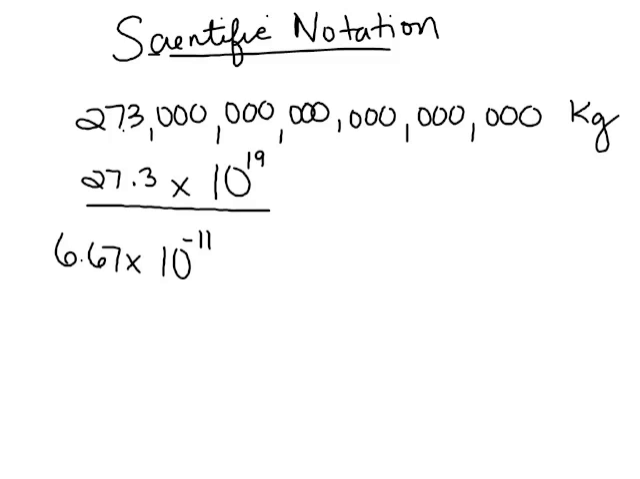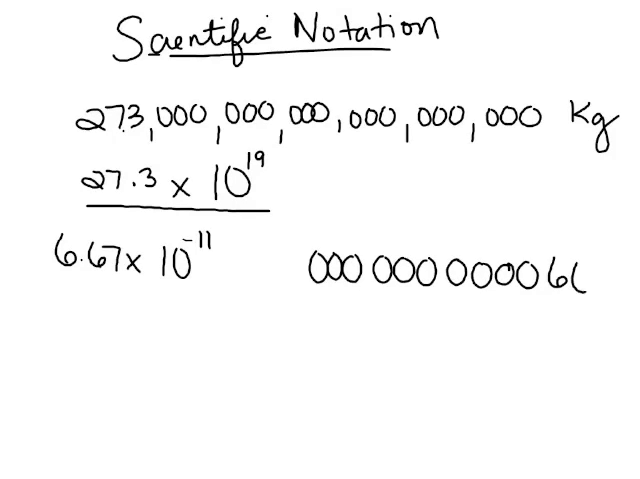So how would I write that out? 10 zeros. 1, 2, 3, 4, 5, 6, 7, 8, 9, 10 zeros, and then 6, 6, 7. So that would be my answer. So that's the constant of gravitation. So, just a shorthand way of writing big numbers.